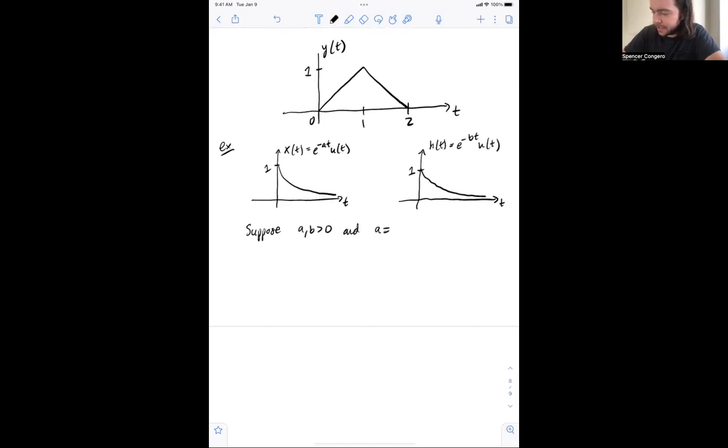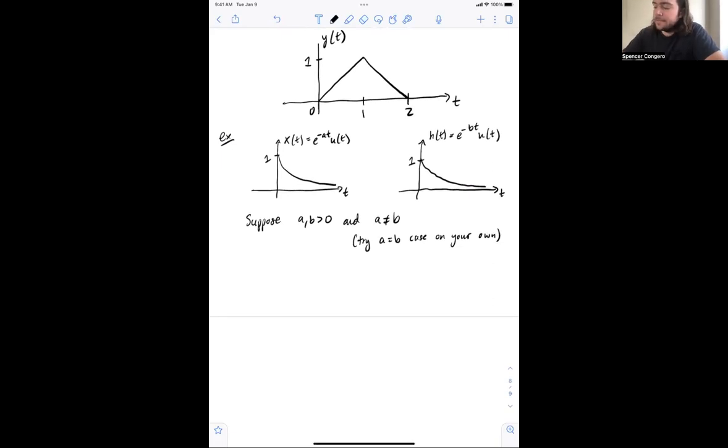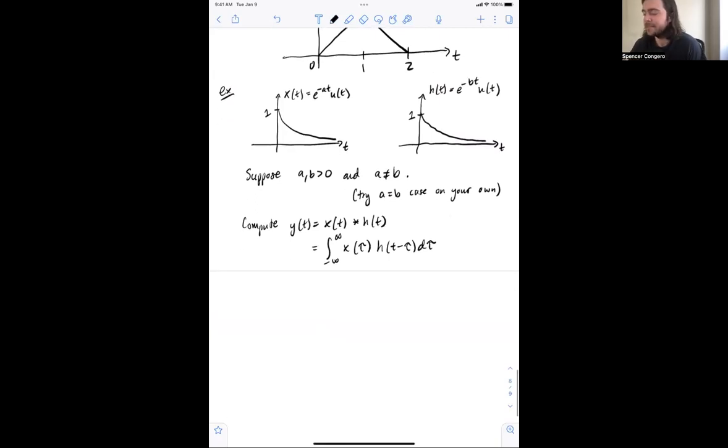And for now, we'll just consider the case where a does not equal b. It's going to be very similar to the a equals b case, but for practice, you can try the a equals b case on your own. And we want to compute what we've been talking about. We want to compute y of t, which is the convolution of x and h, which we know is this integral, x of tau, h of t minus tau, d tau. If x was an input to an LTI system with impulse response h of t, y of t is going to be our output. So this is what we're going to compute.